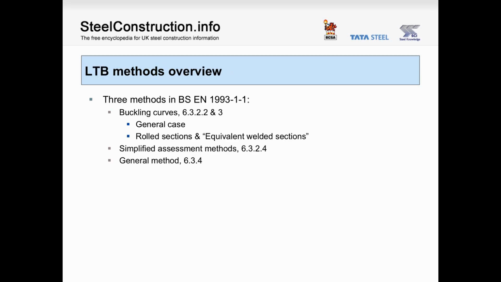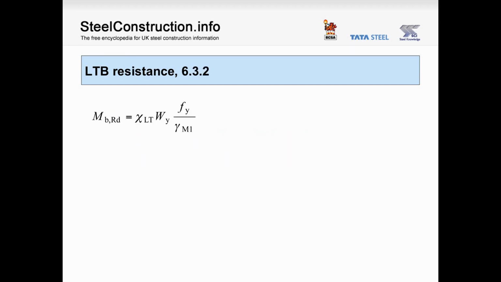Moving on then to lateral torsional buckling, there are three methods available in the Eurocode. There are buckling curves, there is a simplified assessment method, and there is the so-called general method. For rolled sections, we will generally be using the buckling curves, and hopefully we will be using the curves which are appropriate for rolled sections, because we will get an increased resistance from those expressions.